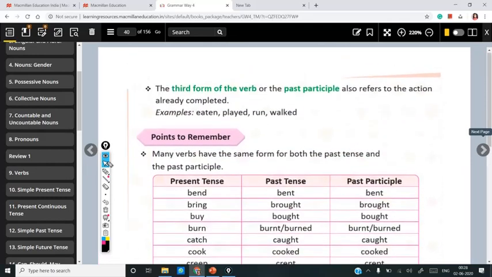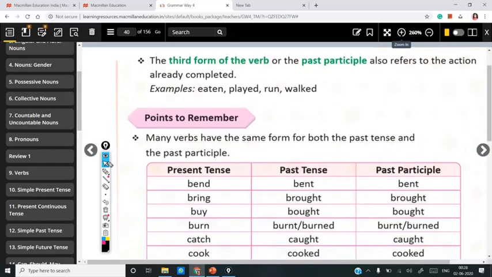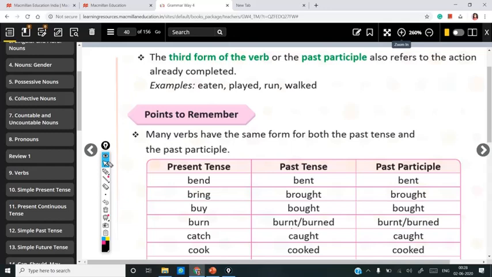Let's come to page number 30. The third form of verb or the past participle also refers to the action already completed. Third form of verb, it is also denoting the past tense. Eaten, played, run, walked, but its spelling sometimes changes. It is also denoting the past, but spelling sometimes changes because it usually comes when there is already one verb in the sentence and it is acting as the second verb. Already one verb is there in the sentence and this is the second verb in that sentence. Then the past participle comes into play and its spelling gets changed according to that sentence. That is why it is also denoting past, but it has been given a different name, past participle.